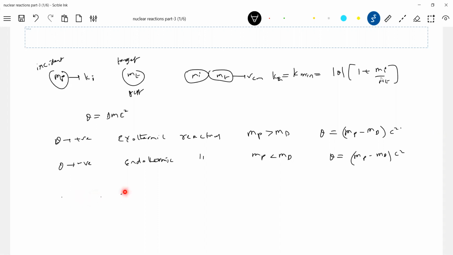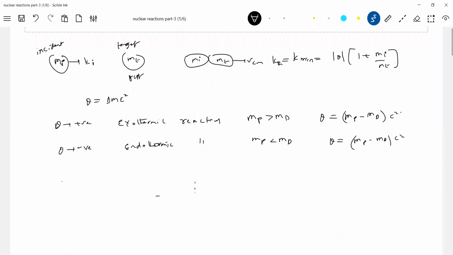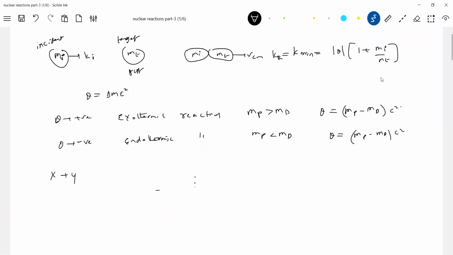I think I'll go for some very general case. This is X. There's a target Y. And after this, we'll write one general conclusion. Suppose there's a reaction, X plus Y will become W plus Z. If Q is negative for this, that first case we'll discuss. If Q is positive, what to do now? Q is negative. What to do?